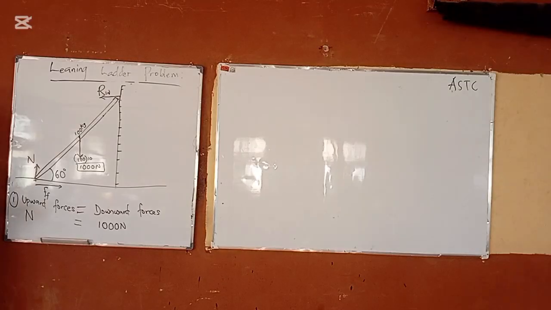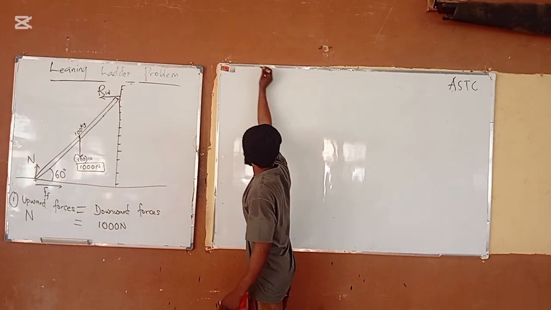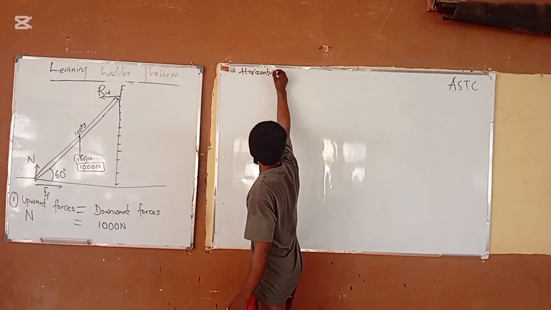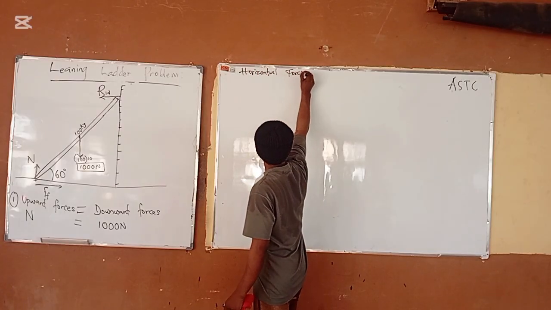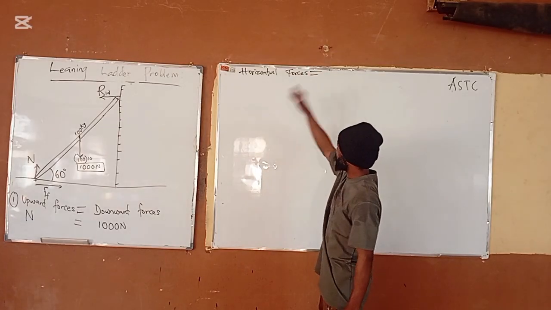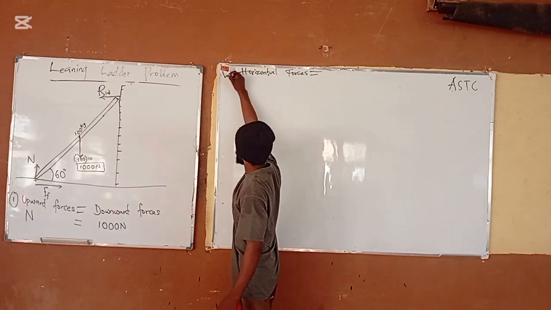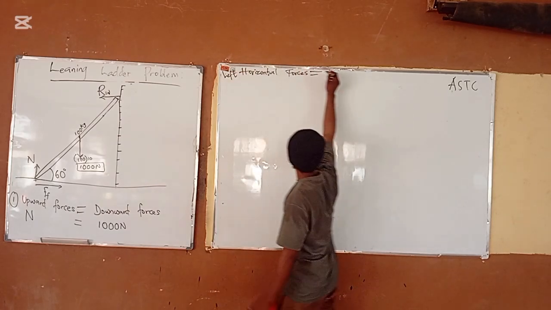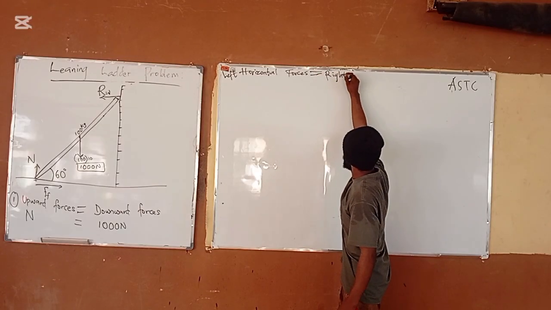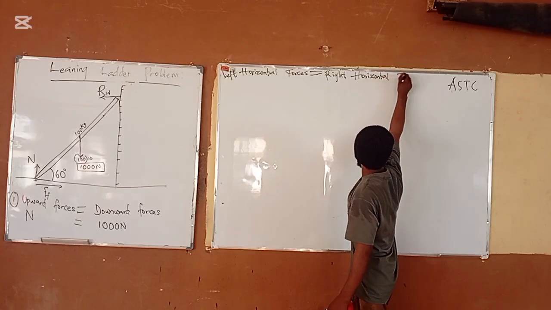1,000 Newton. Okay, now the horizontal forces, sorry. The horizontal forces should be equal to, yes, the sum of horizontal forces is equal. So the left horizontal force equals the right horizontal force. Let me use this. I'm using these descriptions so that as you are reading, it's easy for you to remember. Left horizontal forces equal right horizontal forces.